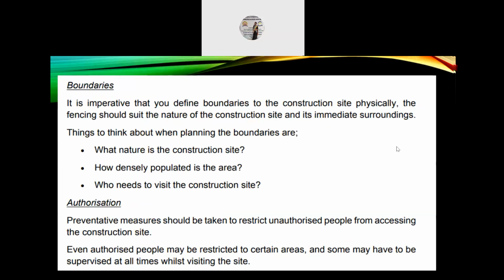First one, boundaries. It is imperative that we define boundaries to the construction site physically. The fencing should suit the nature of the construction site and its immediate surroundings. So things to think about when planning the boundaries are: what nature is the construction site? How densely populated is the area? Who needs to visit the construction site?